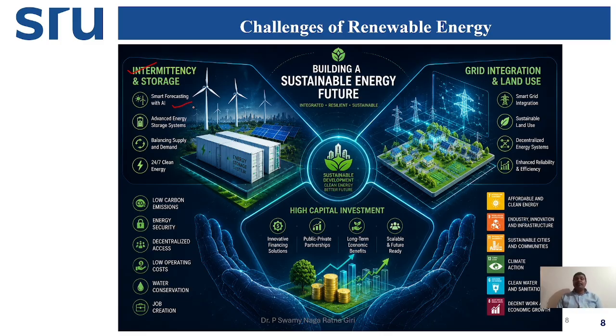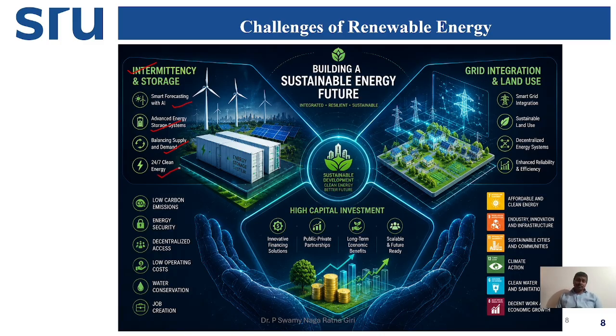Or otherwise they are developing nations, we should understand what sort of challenges will be encountered by renewable energy. First one is intermittency and storage. So an advanced energy storage system is needed for this, as well as balancing the supply and demand. 24 by 7 you have to generate the clean energy source system.